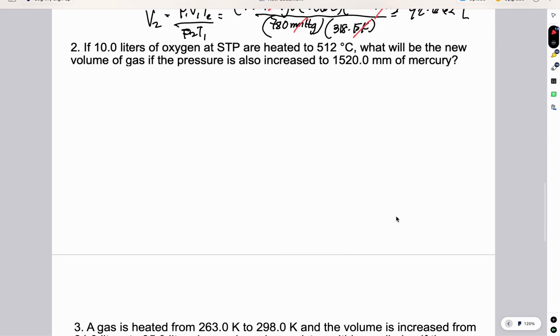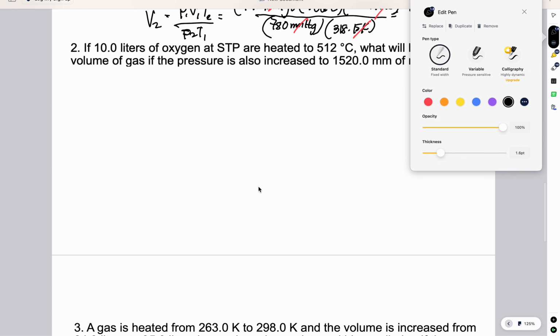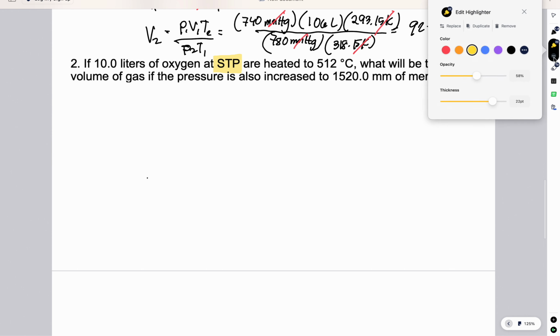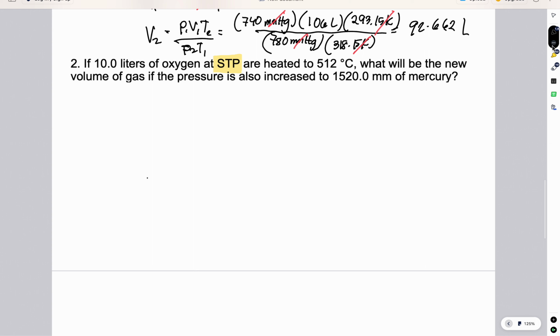So number 2: if 10 liters of oxygen at STP are heated to 512 degrees Celsius, what will be the new volume of gas if the pressure is also increased to 1520 millimeters of mercury? I want you to take note that it mentioned here STP. Okay? So we know what STP is, right?